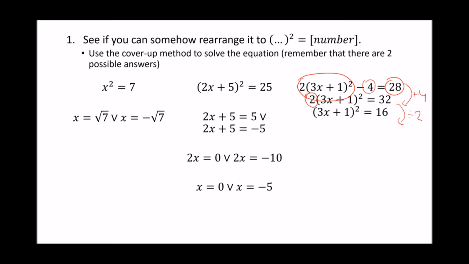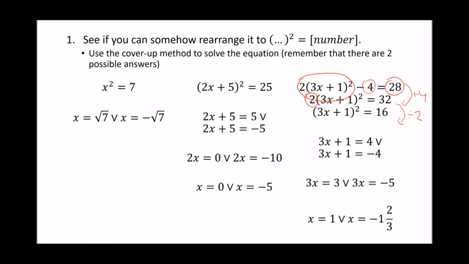We use the cover-up method or the balance method to see that 3x plus 1 equals 4 or 3x plus 1 equals minus 4. Then we do minus 1 on both sides to get 3x is 3 or 3x is minus 5. And finally we divide by 3 to see that x is 1 or x is minus 1 2/3. So these are just 3 examples where you rearrange to something squared equals a number.